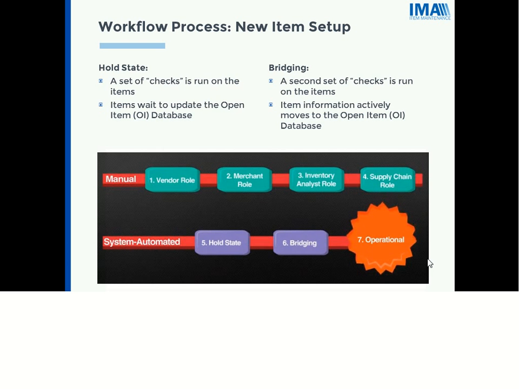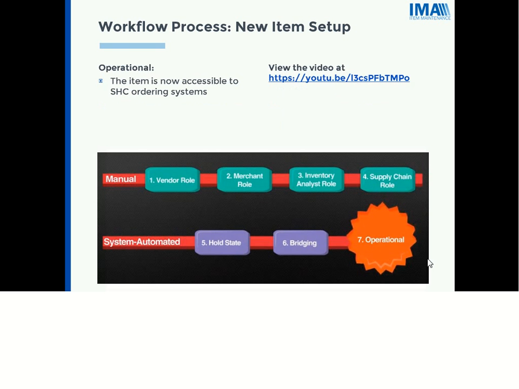It does take some time as it does a second system of checks. If you have Sears items, it will take several hours or overnight in the bridging role because it sends that information to the core legacy system, which is where the item setup for Sears is. So once an item is operational, then it can be accessed by our ordering systems, and we can actually put in orders for your items.